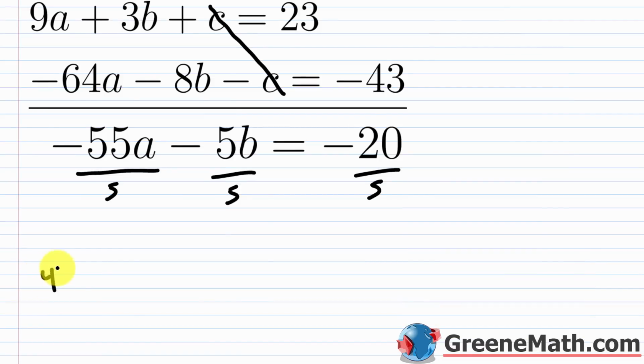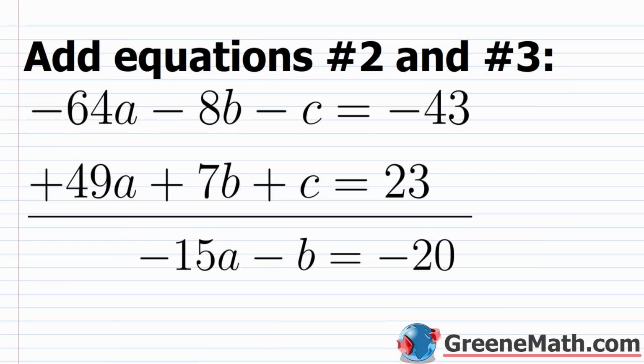So this would be for equation number 4. -55 divided by 5 is -11, so this is -11a. Then -5 over 5 is -1, so this is -b. And this equals -20 over 5, that's -4. All right, now we're going to add equations number 2 and number 3.